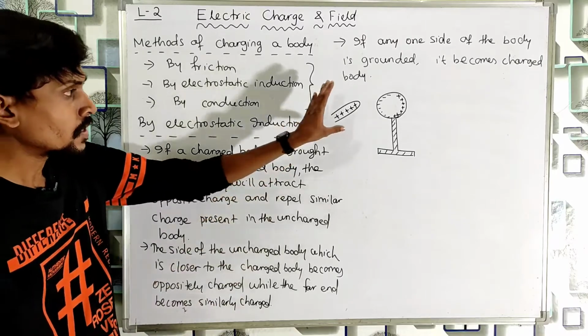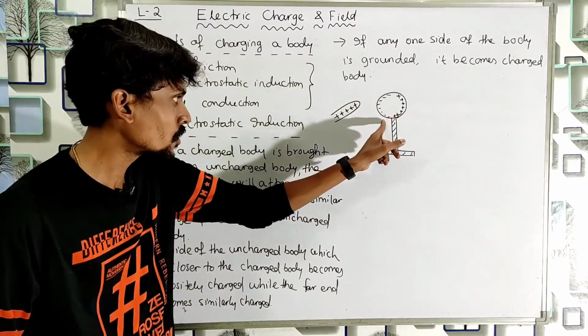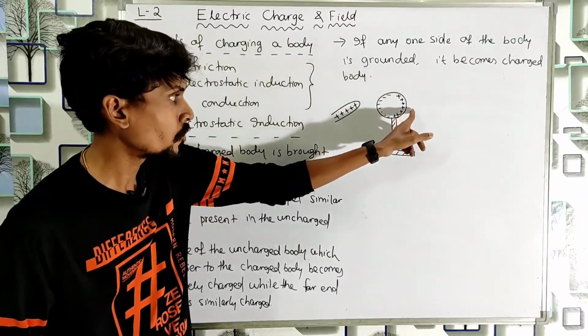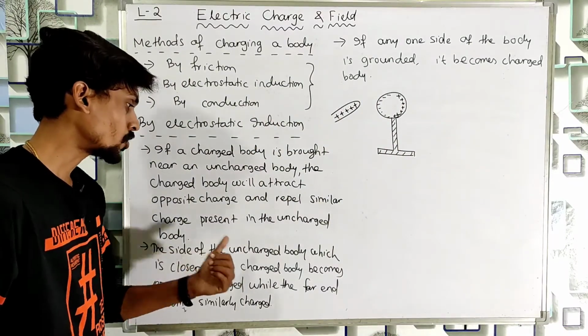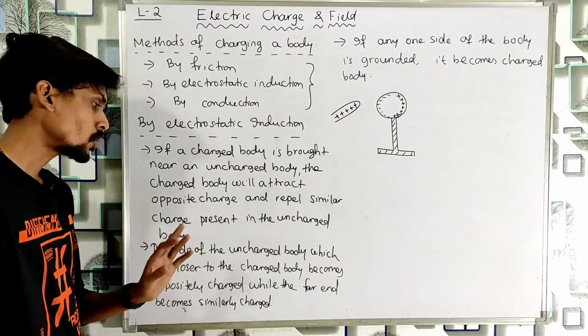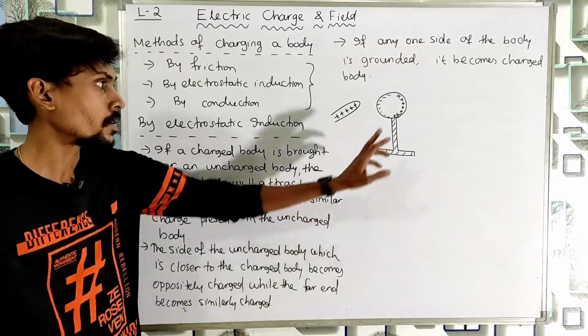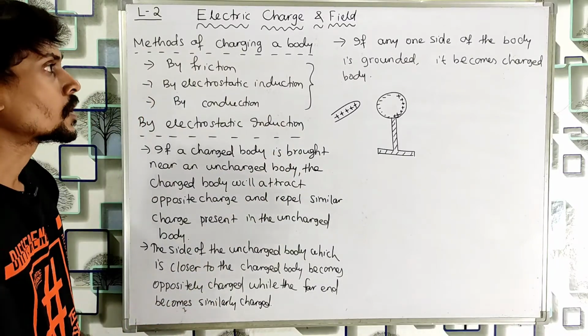Means if the charged body is not positive, then the closer end of the uncharged body becomes negative charge, and the farther end will become positively charged. So the side of the uncharged body which is closer to the charged body becomes oppositely charged, while the far end, this is the far end, it becomes similarly charged.